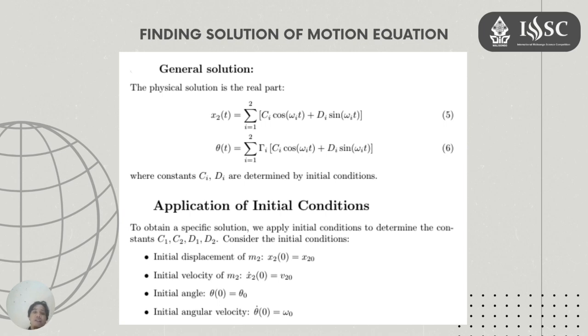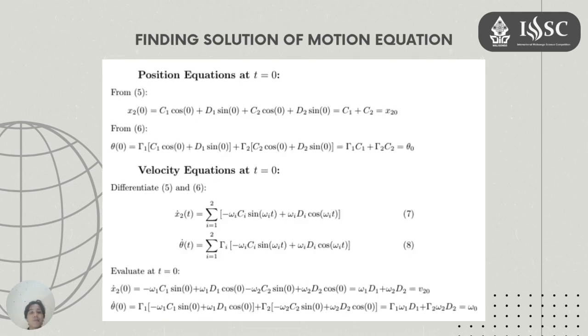We apply the initial conditions to determine the constants C1, C2, D1, D2, considering these points: the initial displacement of x2 at time t equal to 0, the velocity of m2, that is x2 dot at t equal to 0, is equal to 0, the initial angle theta at t equal to 0, and theta dot at t equal to 0 is equal to 0.